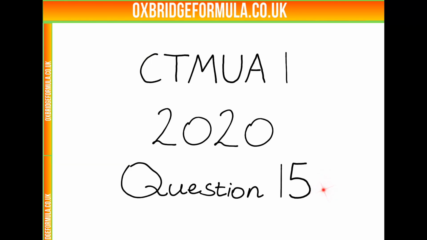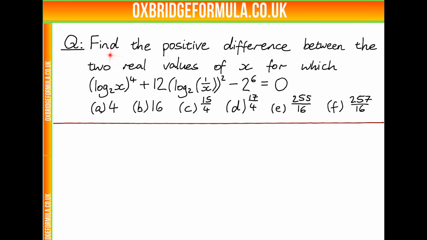Welcome to question 15 from the 2020 TMUA, paper 1. The question asks us to find the positive difference between the two real values of x, for which (log to the base 2 of x to the power of 4) plus 12 times (log to the base 2 of 1 over x) squared minus 2 to the power of 6 is equal to 0. We are given 6 possibilities. Pause the video here and read through the possibilities and have a go at answering this question for yourself.